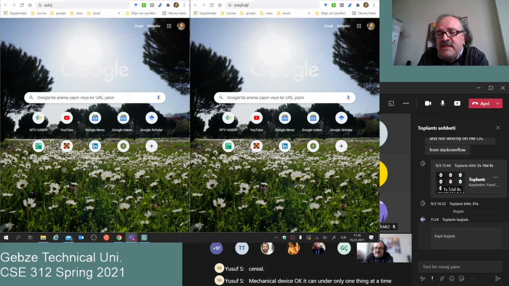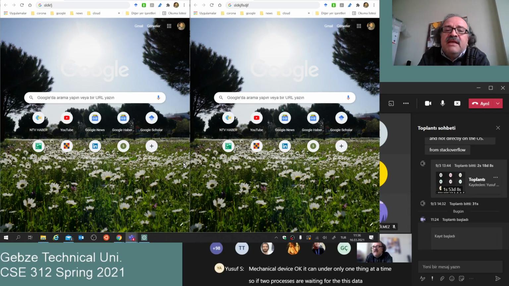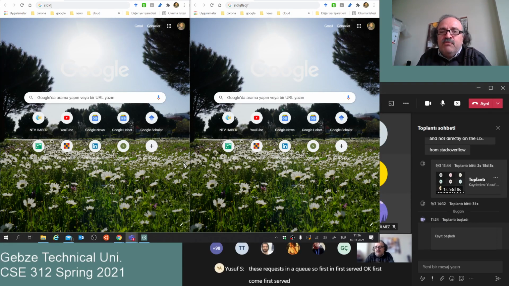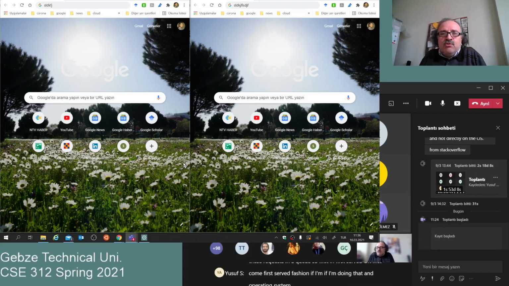So if two processes are waiting for this data, they have requests, right? They say that read me this track. The other one says that read the other track. Okay, so operating system keeps these requests in a queue. So first in, first served. Okay, first come, first served fashion. If I am doing that, an operating system does the resource sharing in that way.